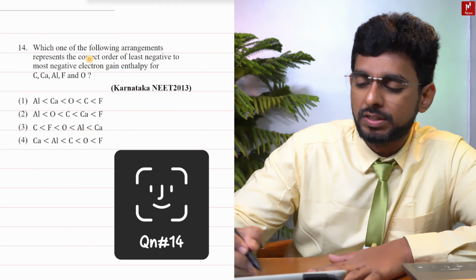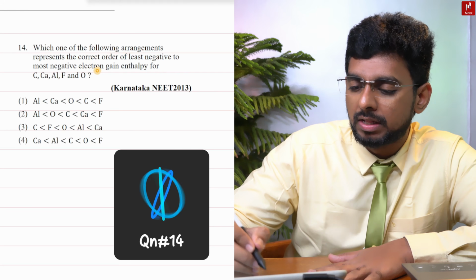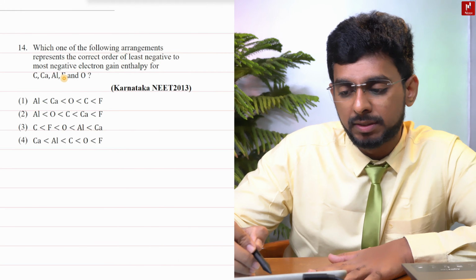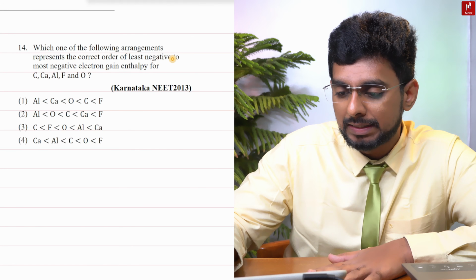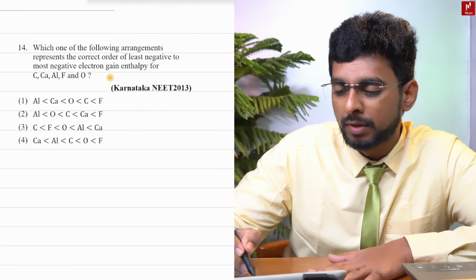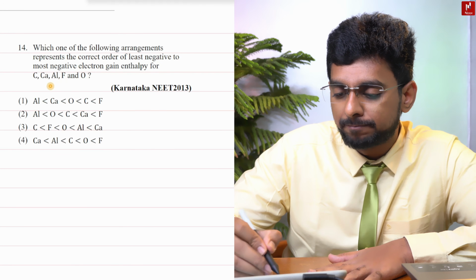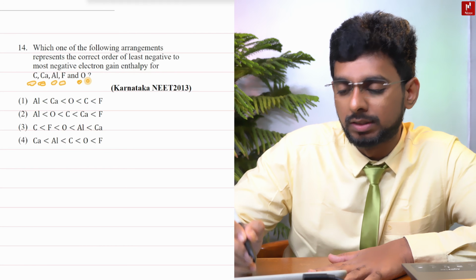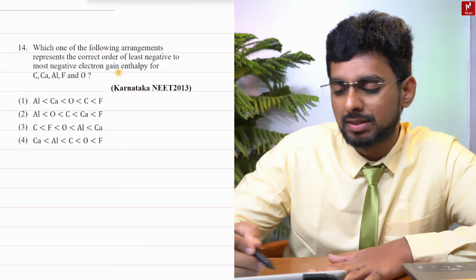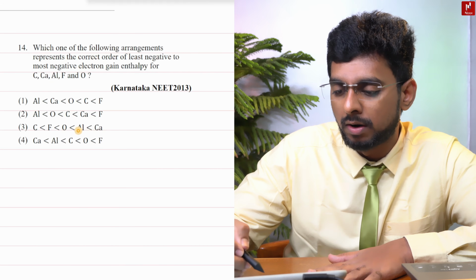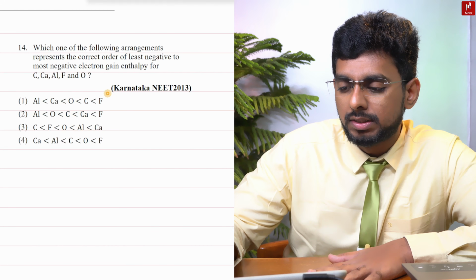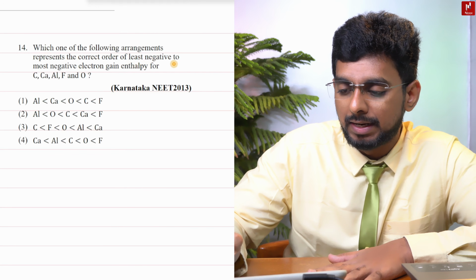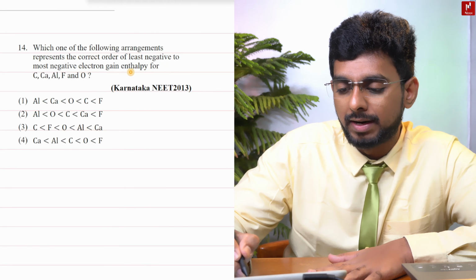This question is also based on electron gain enthalpy. Let me read the question. Which one of the following arrangements represents the correct order of least negative to most negative electron gain enthalpy for carbon, calcium, aluminum, fluorine, oxygen? Okay, so they have randomly given some elements and they are asking us to find the order. So here obviously you shouldn't consider the negative sign because they have given you clearly least negative to more negative.